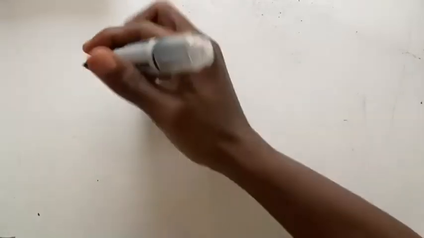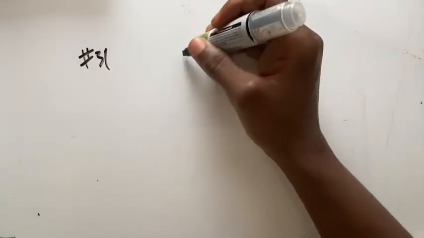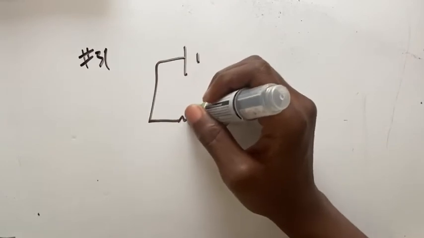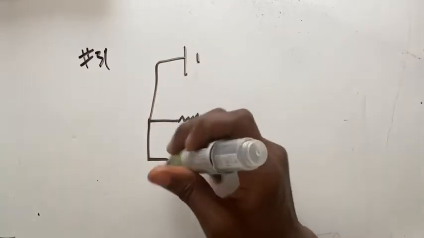Number 31 says 2 lamps, a thick filament and a thin one, are connected in parallel to a battery. Okay. Say this is the thin one. Say this is the thick one.